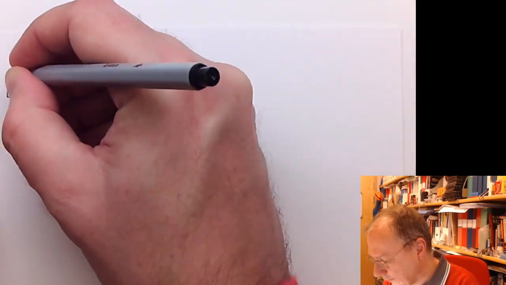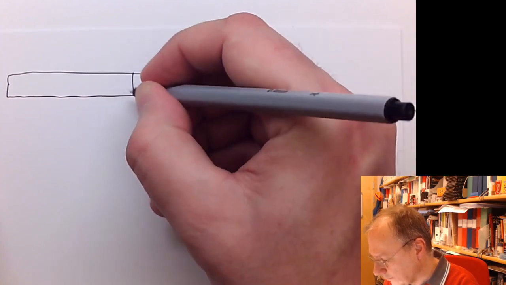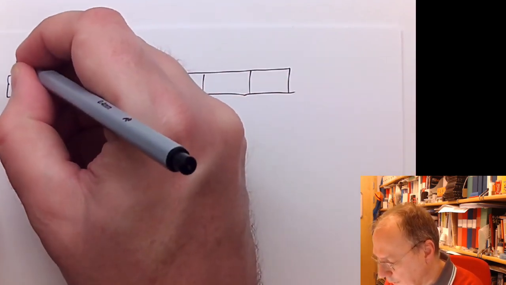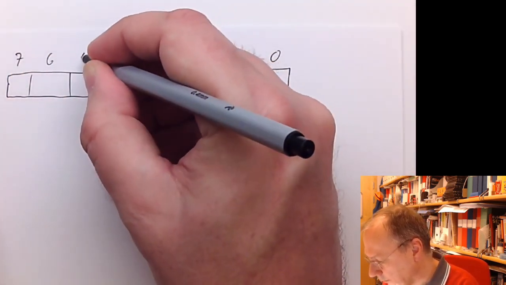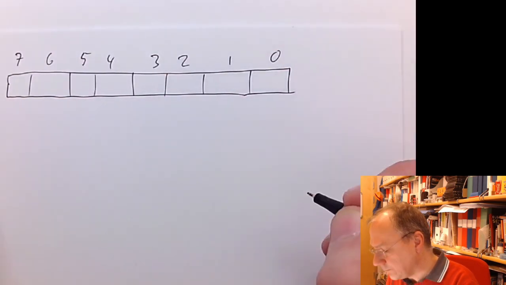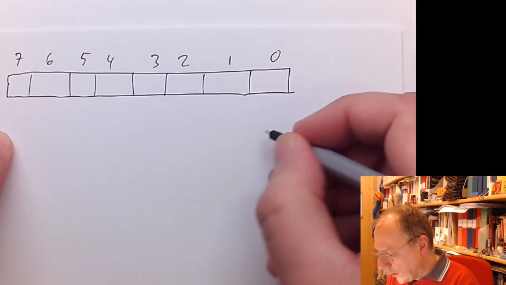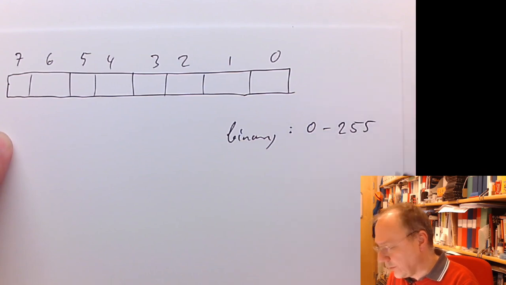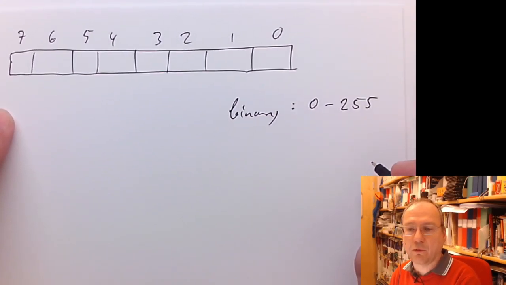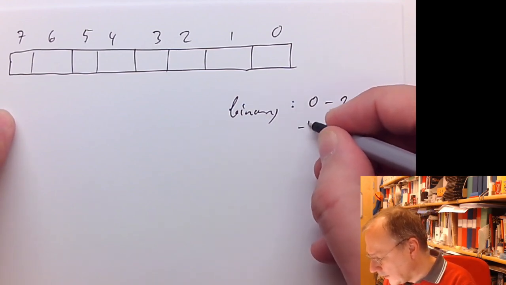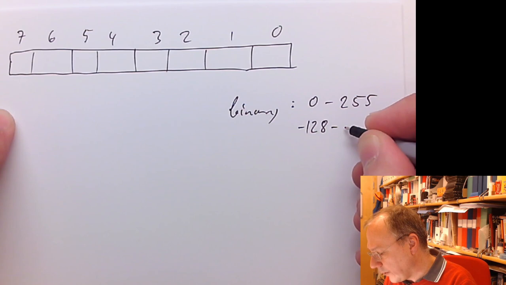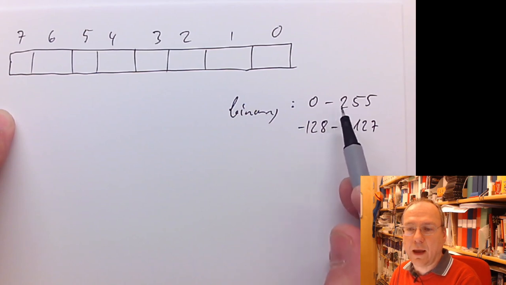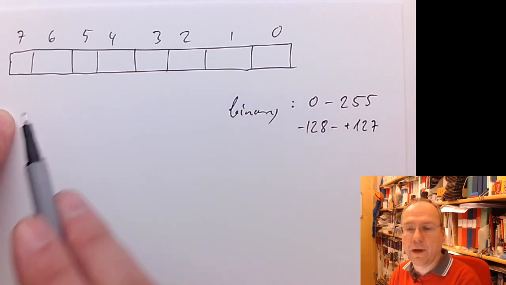If we have a byte, so 8 bits of data, then this would be bit 7 and this would be bit 0, 6, 5, 4, 3, 2, 1. And in binary, we can store numbers from 0 to 255 in unsigned format. We haven't talked so much about signed integers yet, but there we could also store the information as -128 to +127. It is a kind of offset which we introduce here in order to store negative numbers.